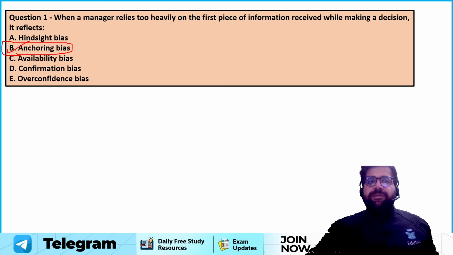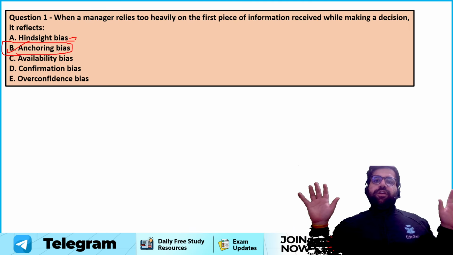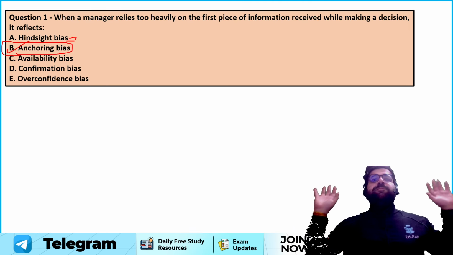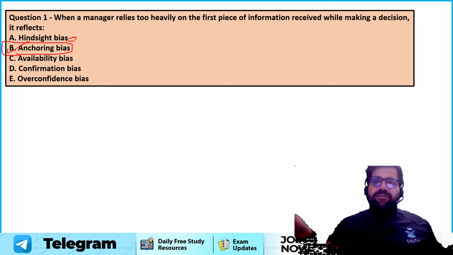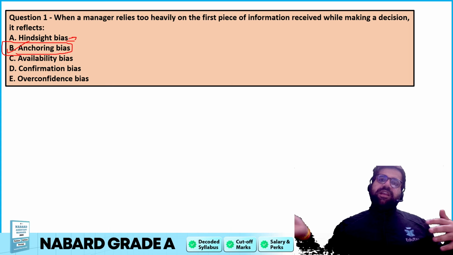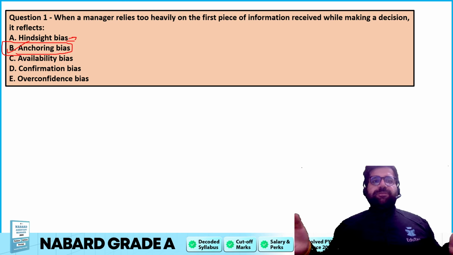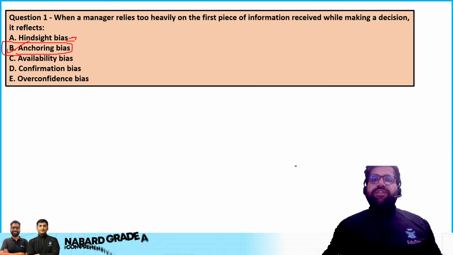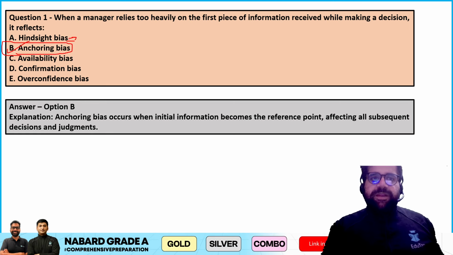You have hindsight bias. Hindsight bias is basically like, I know all the things, you don't need to tell me, मुझे तो सब पता है. That is what hindsight bias is. Availability bias is like whatever data is available in the market, you are making a decision on that particular data. Confirmation bias, overconfidence bias, this also we discussed yesterday, right? So the correct answer over here will be option number B.